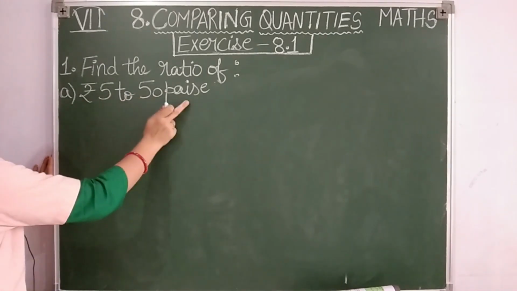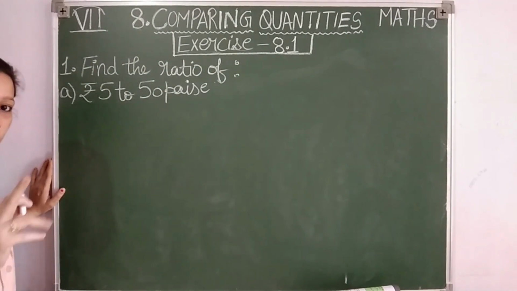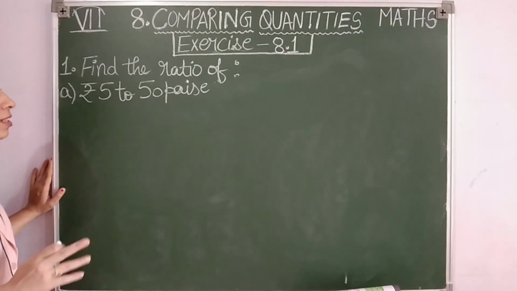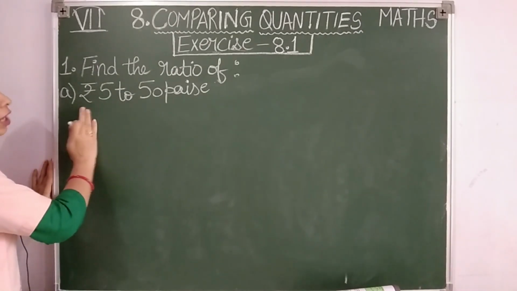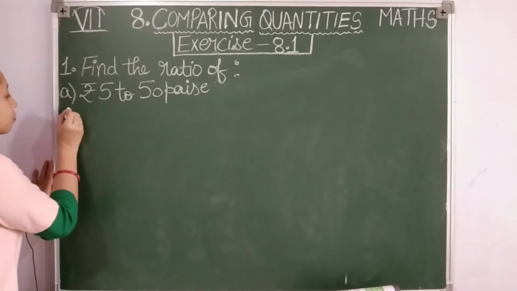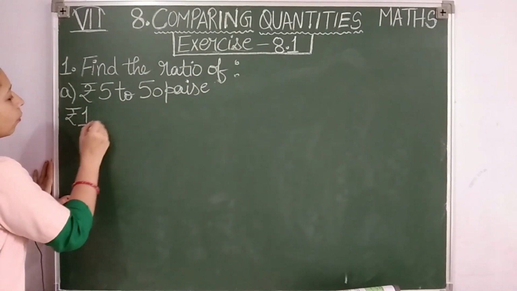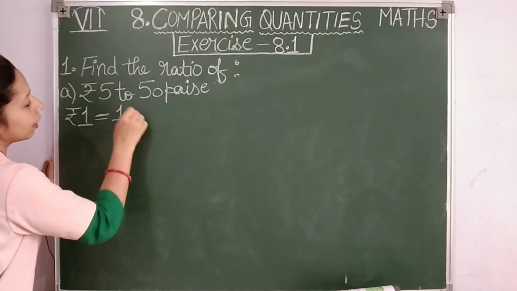Here it is rupees and here it is paise. So students, the units are different. Our first step is to convert the units into the same. So we will convert the bigger unit into the smaller. How? See students, 1 rupee is equal to how many paise?